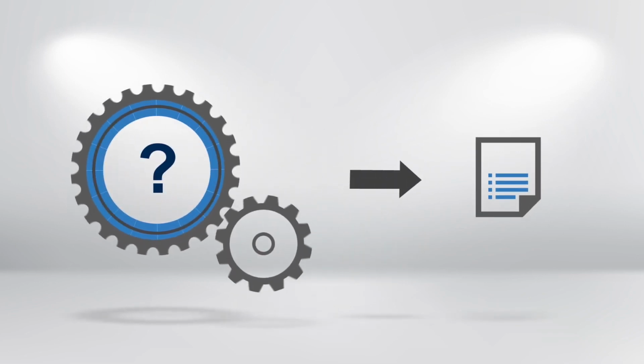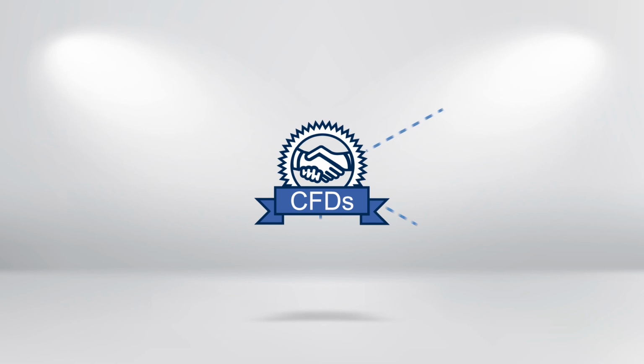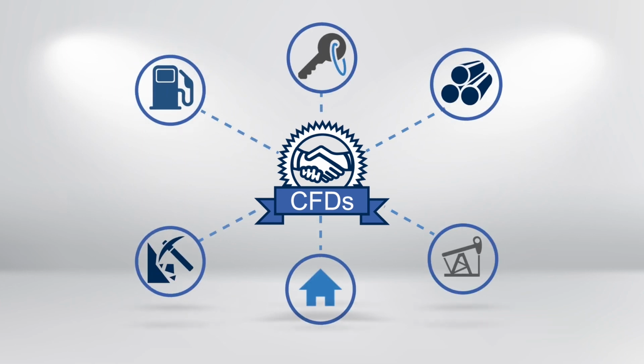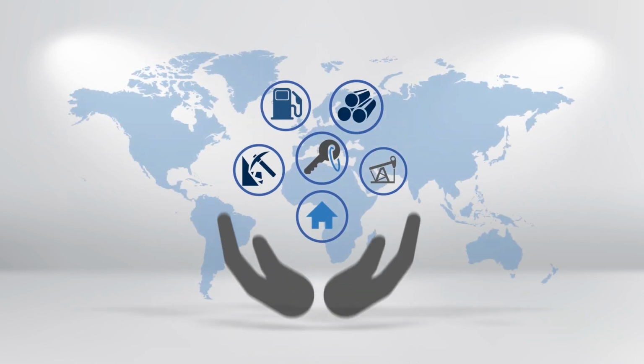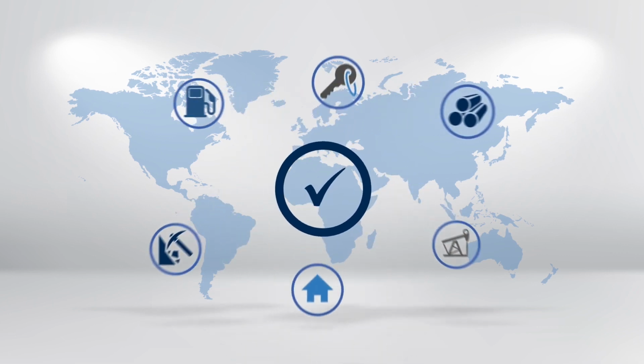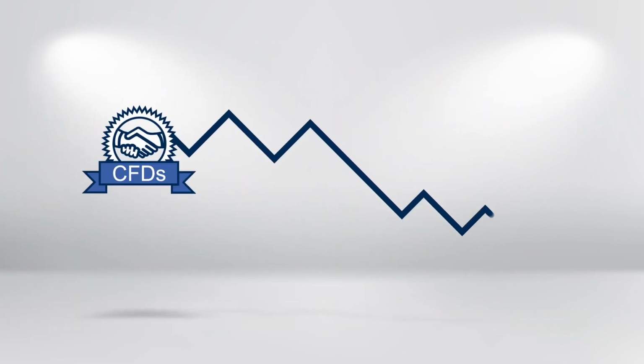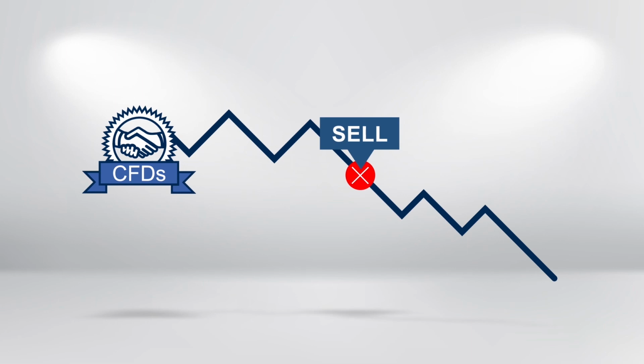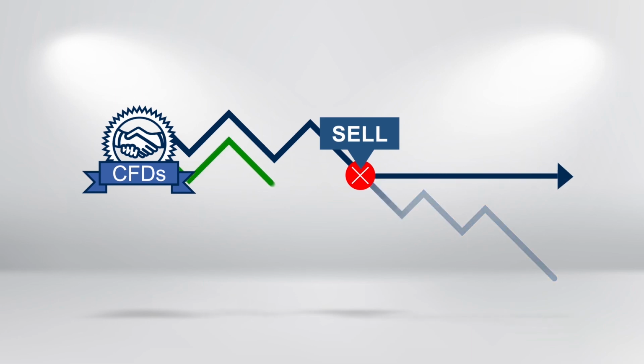CFDs are flexible. You can trade a range of assets around the world, all from one CFD account. Again, make sure you're only trading on products that you understand. You can make trades to benefit from a falling market. By selling a CFD, you can make a profit if and when the underlying asset falls in price.